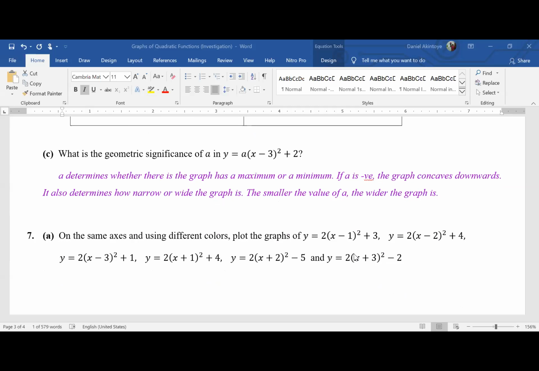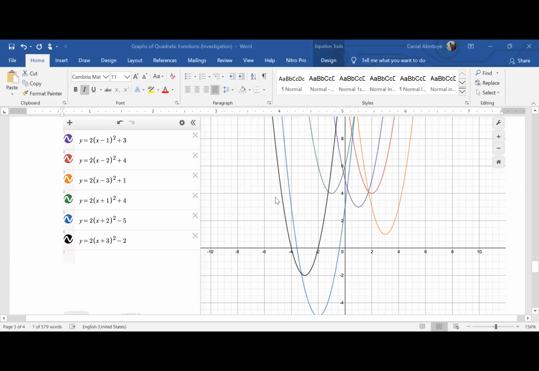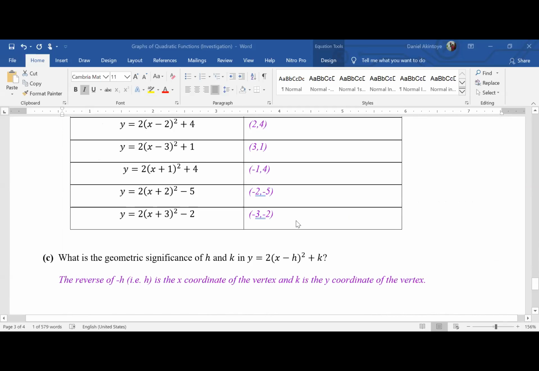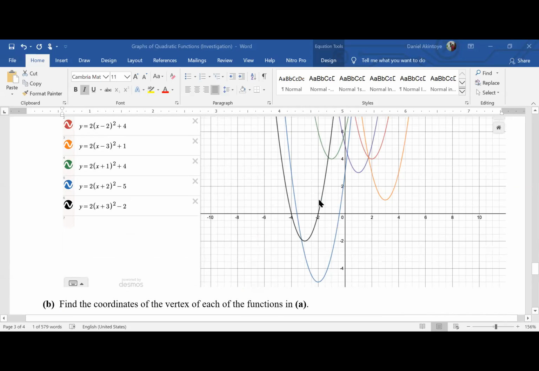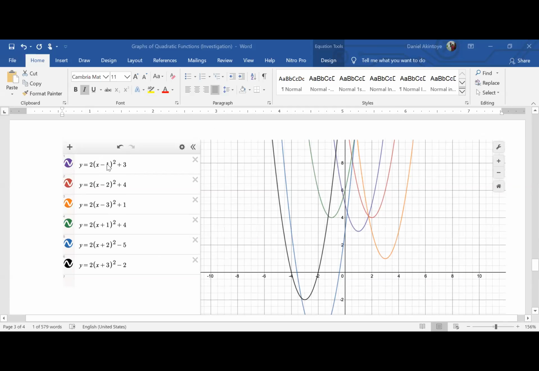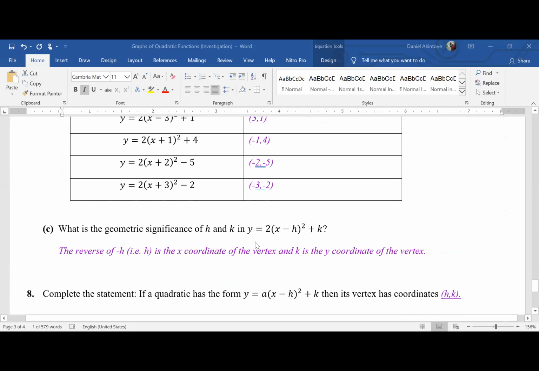Again, on the same axis, you have to do another plot. Then you have to find the vertex. The vertex can easily be traced from the graph, and you will notice actually that it's this and this. That's where we're going. What's the significance of h and k?